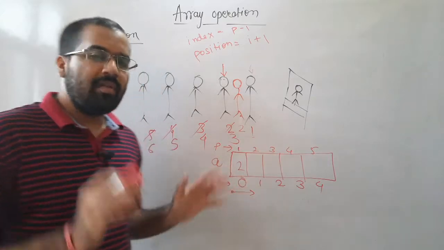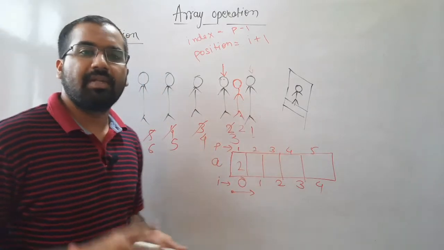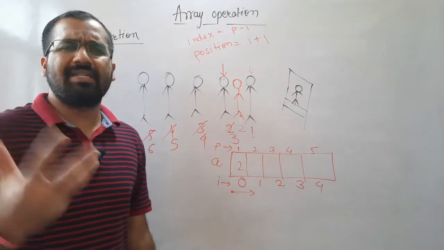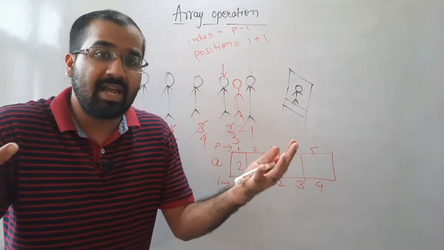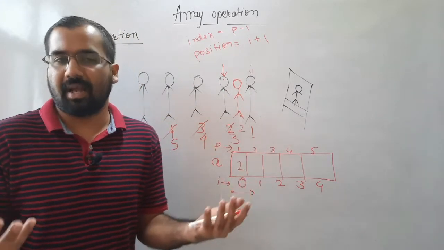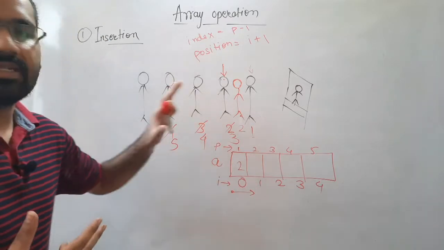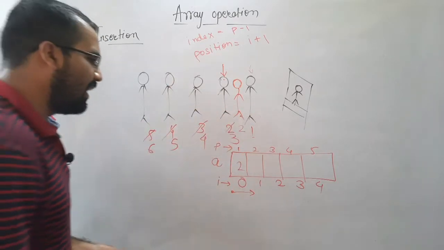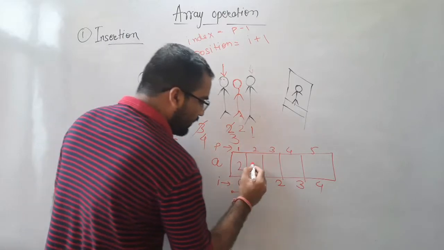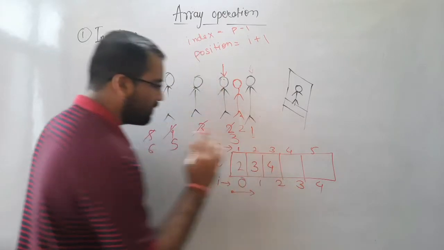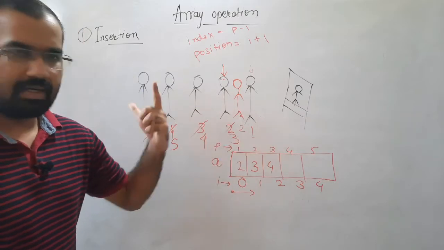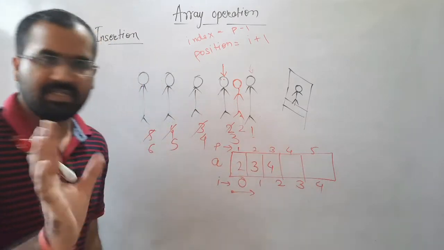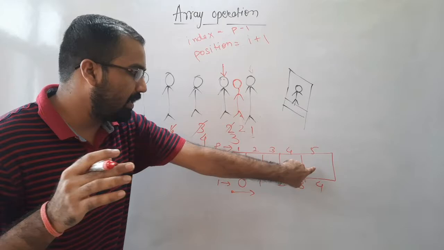Now when we come to the insertion part, there are two cases that you should know. The first we call the worst case, and the second is the best case, which I am going to explain with a simple example of insertion. Let's consider that there are elements filled up in this array: 2, 3 and 4 are the elements that are filled up, and these are the vacant spaces. There is nothing inside these two spaces.